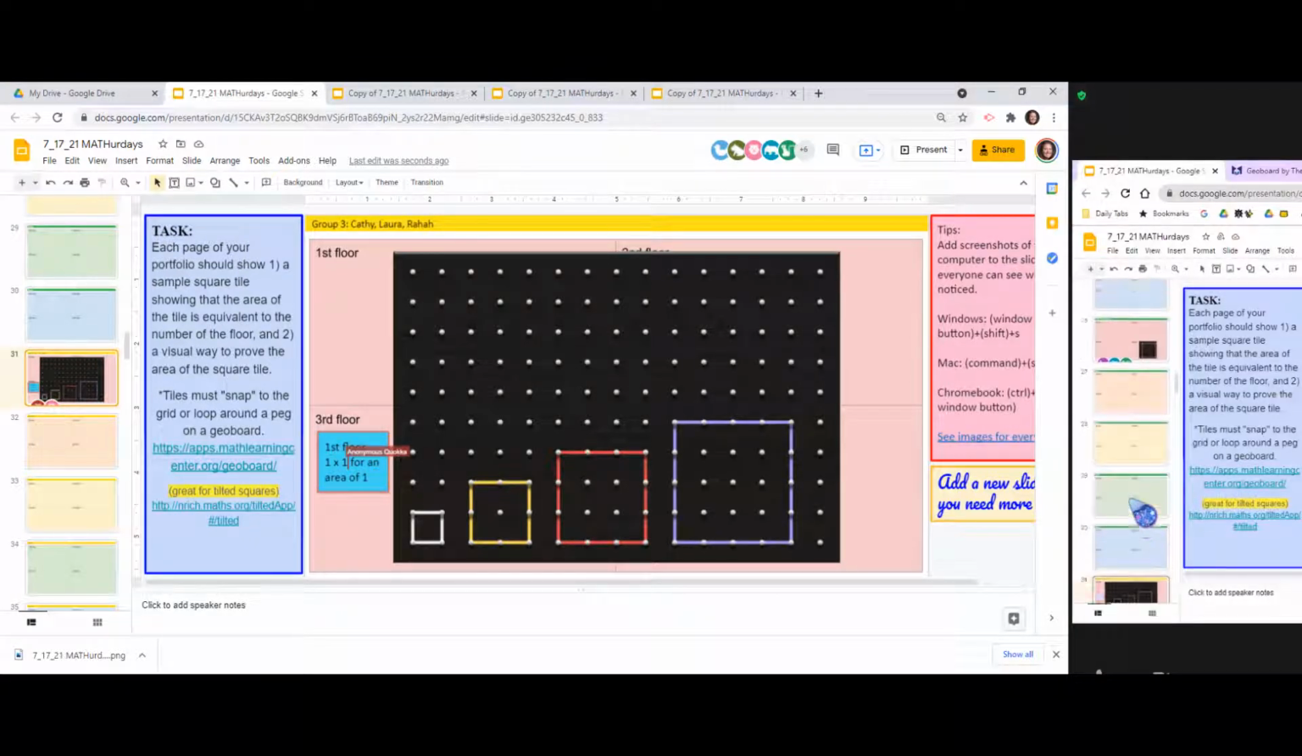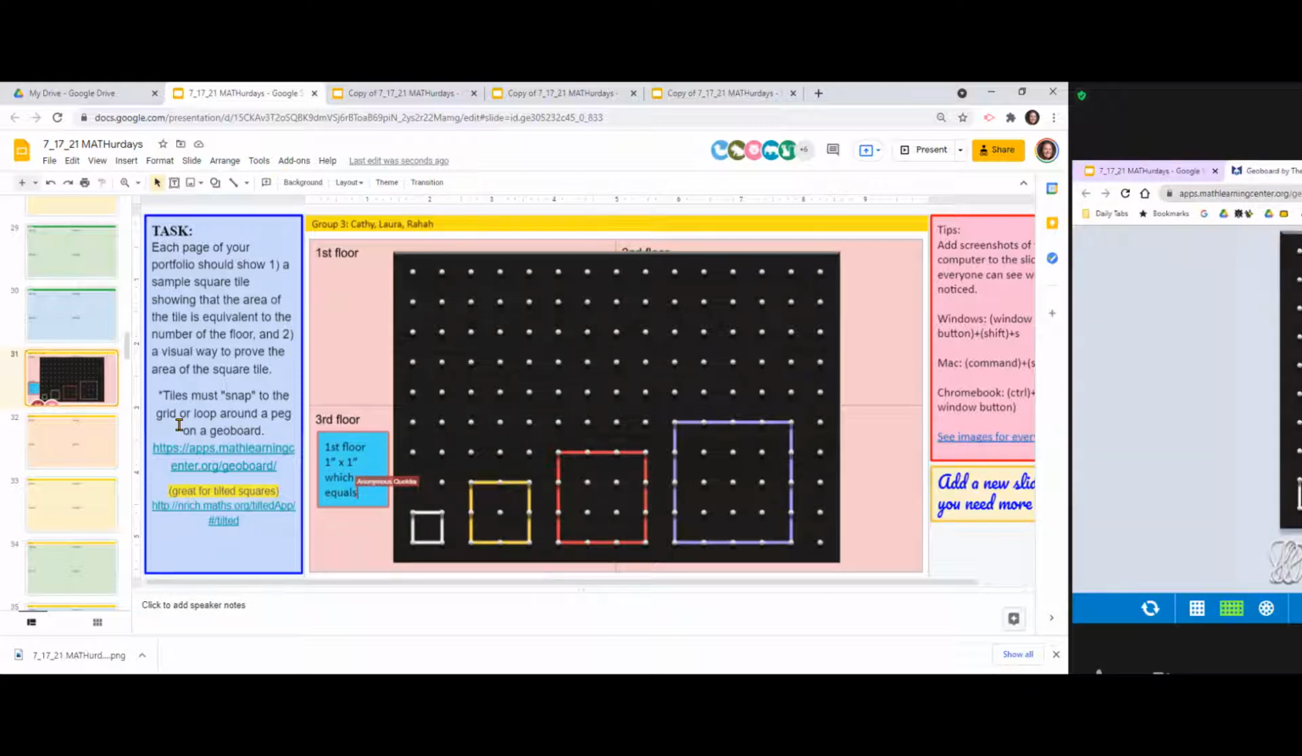So first floor, 1 by 1. So it's 1 inch, right? We're working in inches. 1 inch. Yes, because she herself said 1 inch square tiles, 1 inch by 1 inch. Look at you all finding all these really nice square setups.